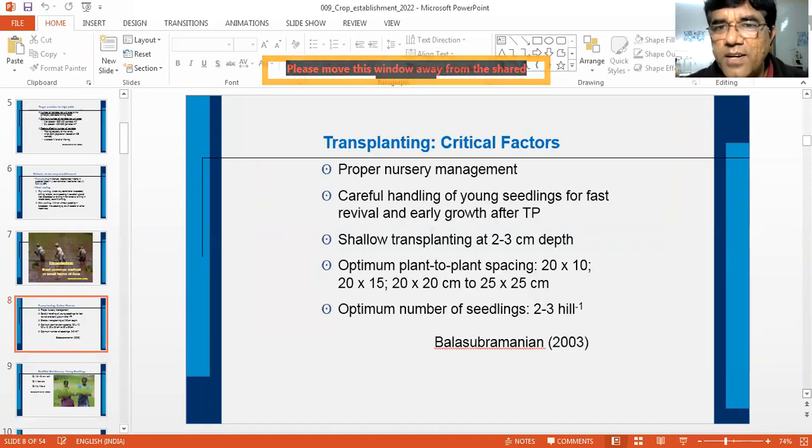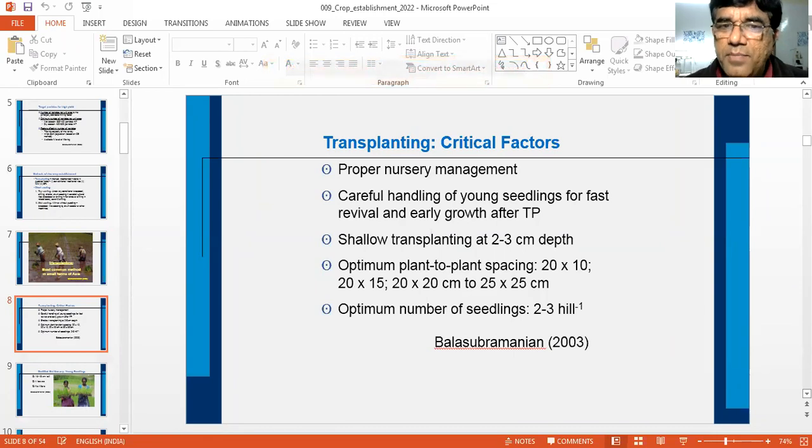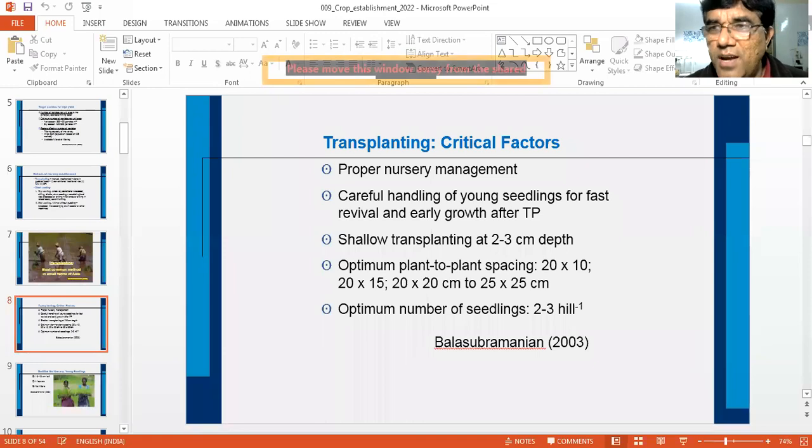So what are the critical factors in transplanting? First is that you must have a good nursery, good seedling, proper nursery management, careful handling of young seedlings. Your seedlings should not dry. They should remain turgid and wet and fresh. Shallow transplanting, just at 2 to 3 centimeter depth. Transplanting should never be done deep. If you go for deep transplanting, the tillering will be affected. If you remember, internodes and node length were very small on the lower nodes where tillering occurs.